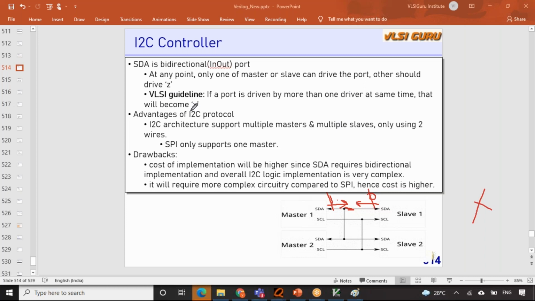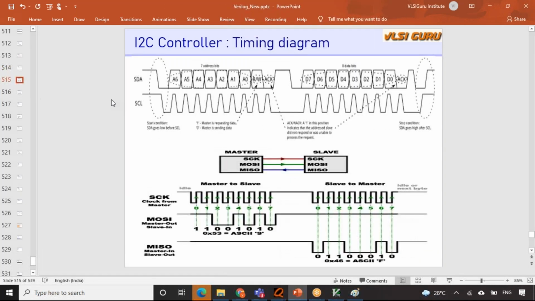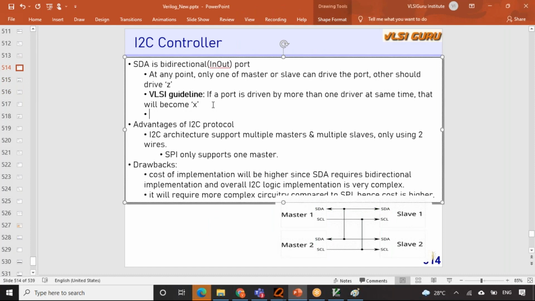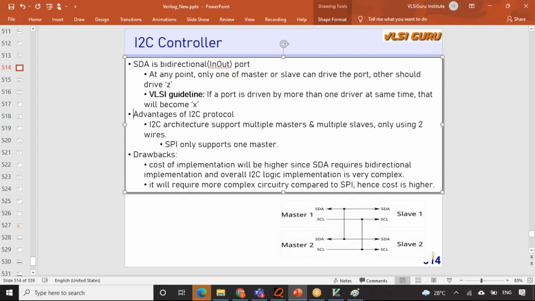This is where we need the concept of Z. Let me see if I have covered that concept. No, I haven't covered. So how do we solve this problem? How to ensure that the X doesn't come. So how do we ensure it: if master 1 is driving the SDA port, slave 1 should drive Z.